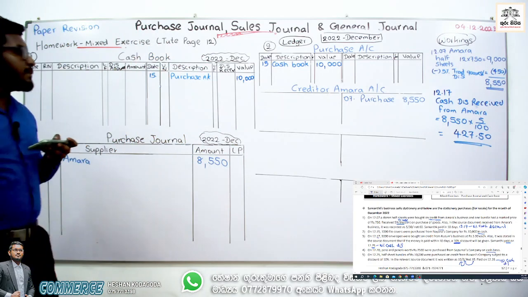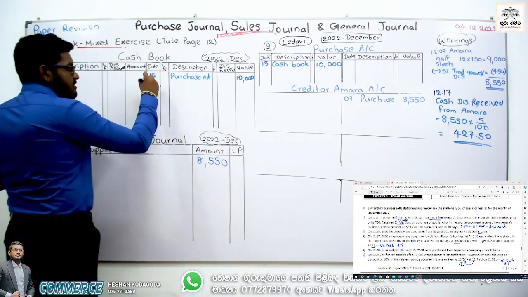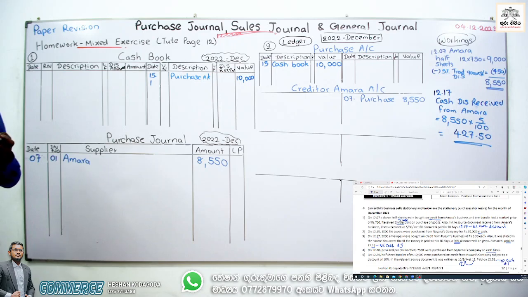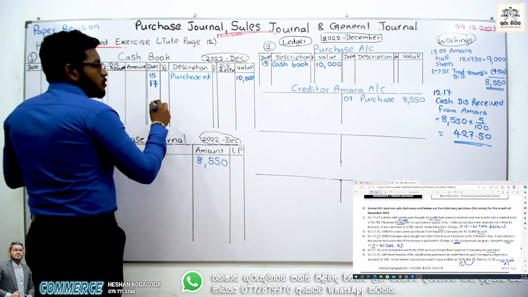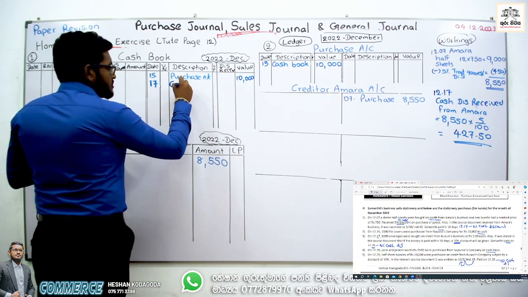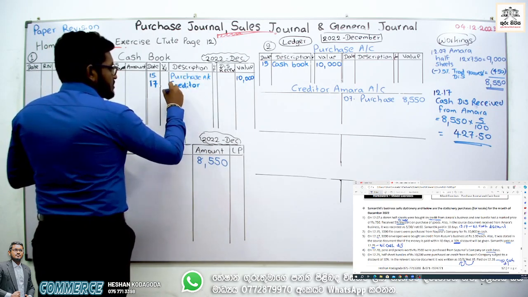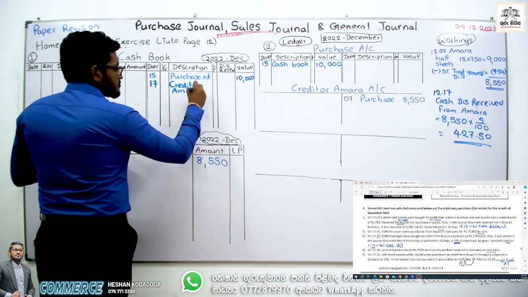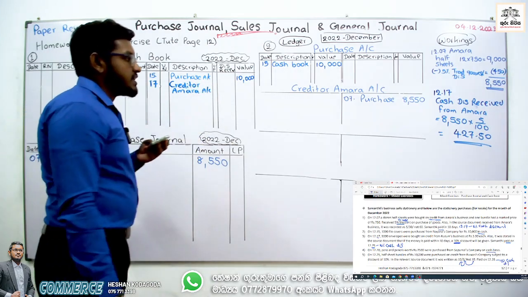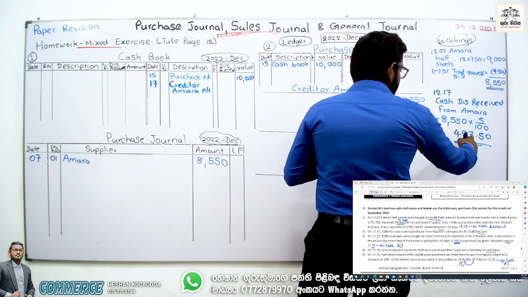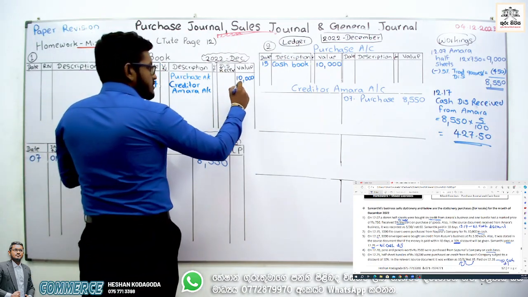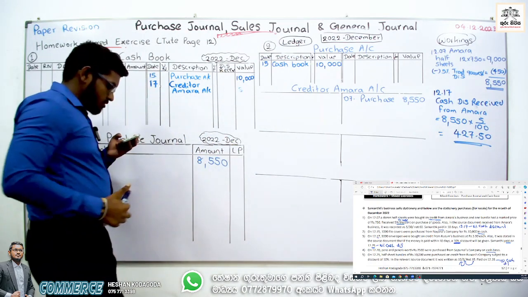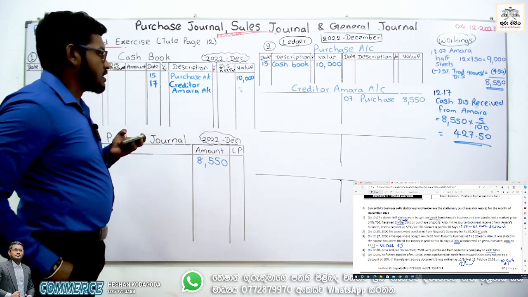Okay, now when we are paying on December 17, we credit the cash. So on December 17, to whom are we paying? Creditor Amara. How much do we need to pay? Once we deduct 427.50 cents from 8,550, it's 8,122.50 cents.